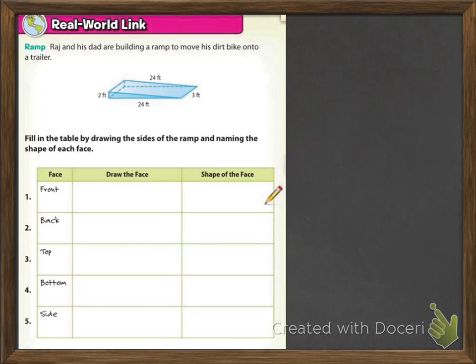It says Raj and his dad are building a ramp to move his dirt bike onto a trailer. Fill in the table, drawing the sides of the ramp and naming the shape of each face. So the front, as you can tell, is going to be this area right here. So I'm going to try and do the best I can to outline this in pink. So this is going to be the shape of the front. You can see it's this really thin sort of triangle here.